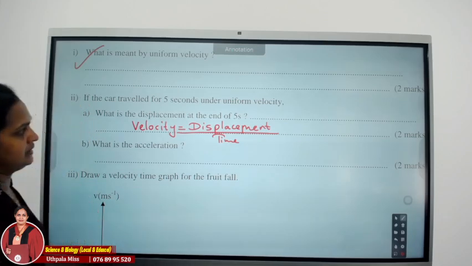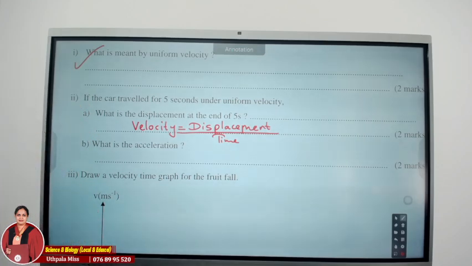Excuse me, yes, Shanili? Miss, for the first one, can you say the time passes and the velocity increases in the definite time interval? Time passes and what increases? Displacement.